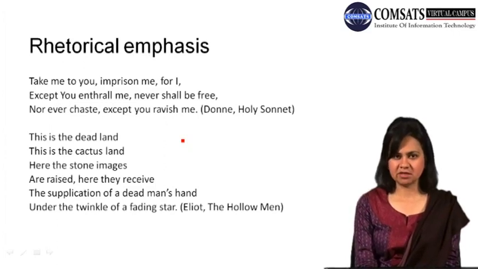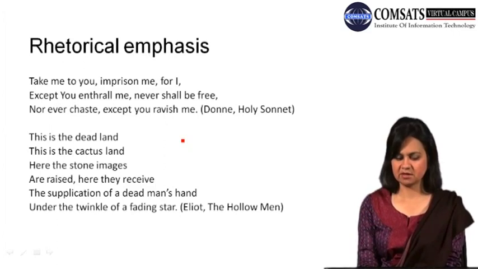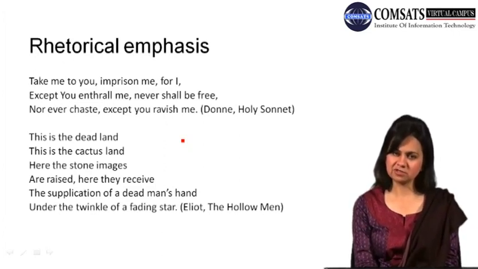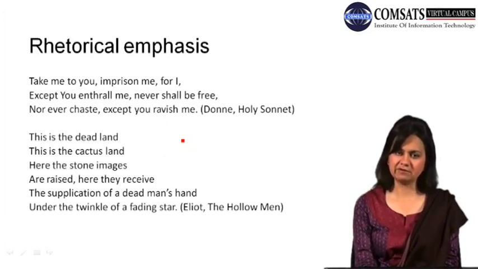This is an example from T.S. Eliot's famous poem The Hollow Men, in which he says, "This is the dead land, this is the cactus land. Here the stone images are raised, here they receive supplication of a dead man's hand under the twinkle of a fading star." Observe these lines, how the first two lines correspond at the level of anaphora or mere repetition. Only the word dead is replaced by the word cactus.